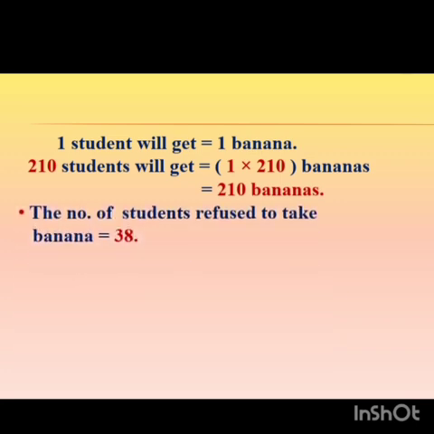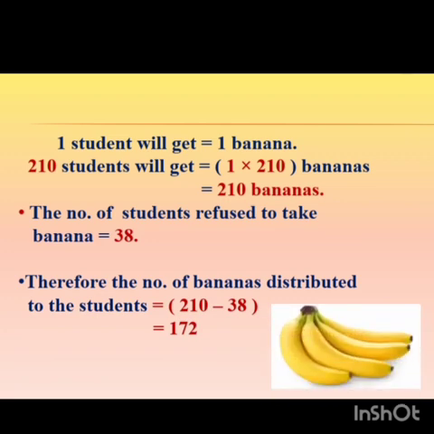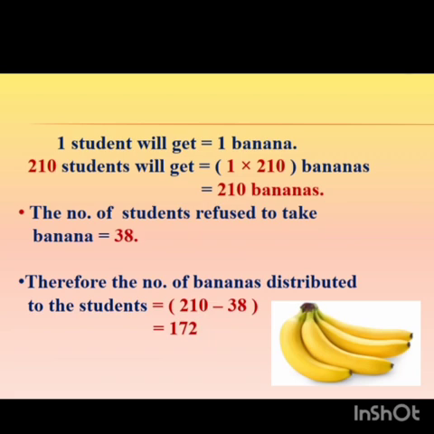Now, the number of students who refused to take the banana is equal to 38. Therefore, the number of bananas distributed to the students is equal to 210 minus 38 is equal to 172. That means if you subtract 38 from 210, you will get 172.